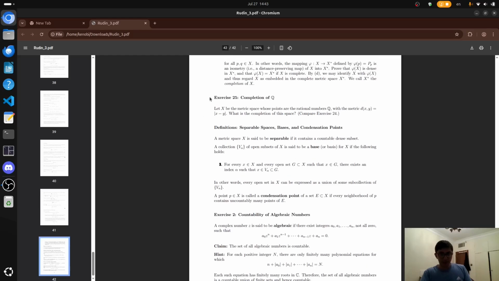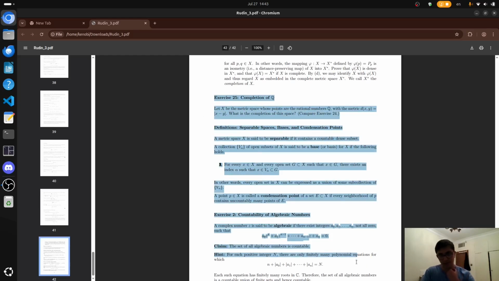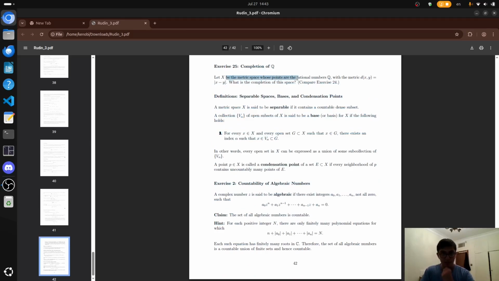And some stuff we forgot to discuss in the previous chapter, I'm going to briefly discuss here. Let X be the metric space whose points are the rational numbers Q. A metric space X is said to be separable if it contains a countable dense subset. If it has a subset E that's dense in it, that means every point of X is either a point of E or a limit point of E, right? And it's countable, so you can sort of separate it. Because it's dense and countable, it's kind of like a separation of that metric space if you look at it intuitively.